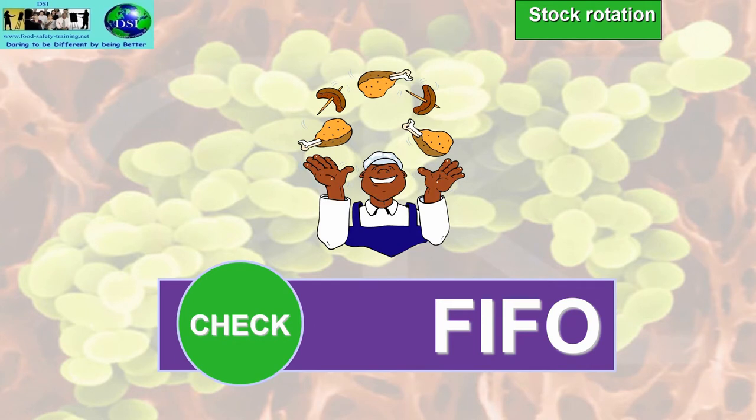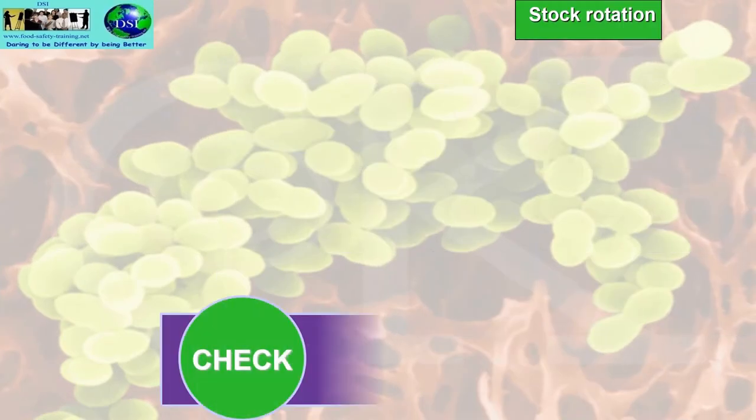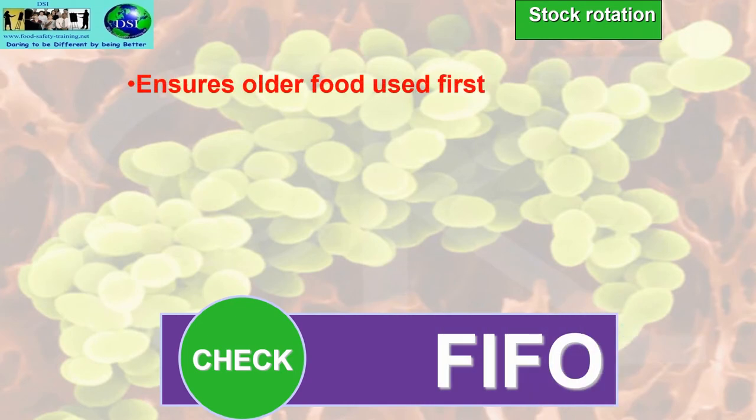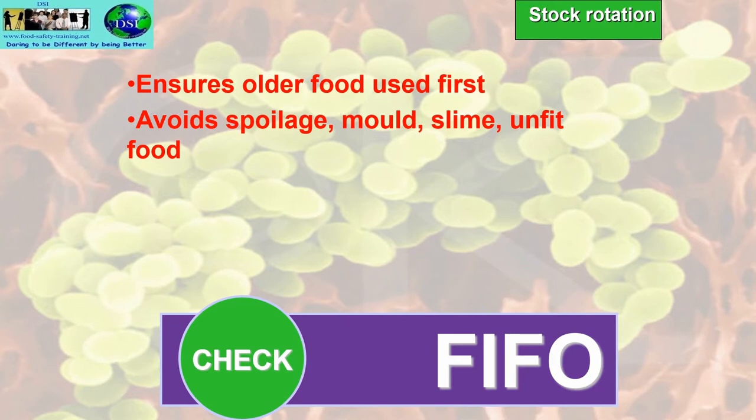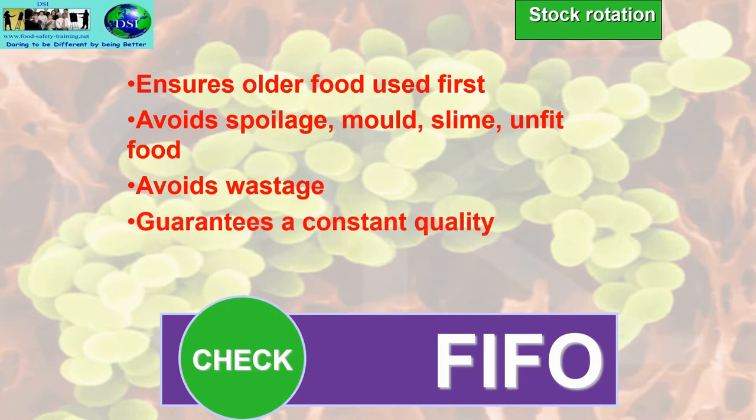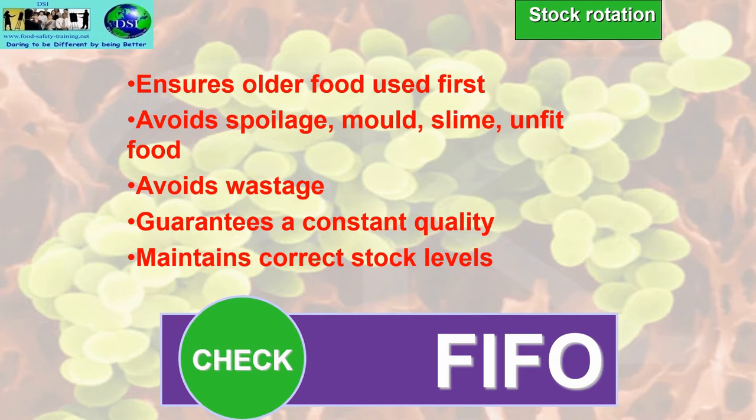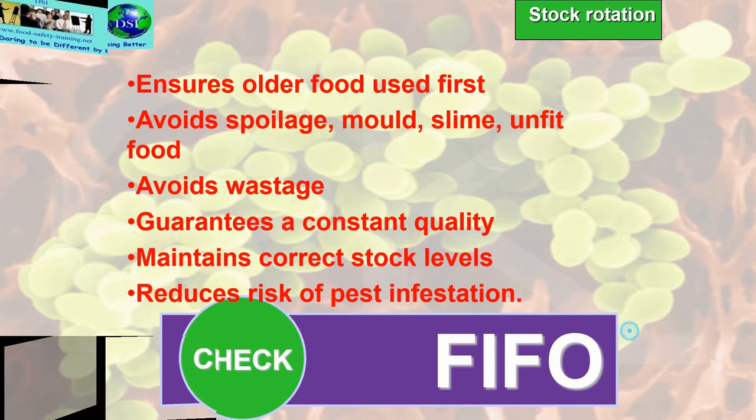So, first in, first out, FIFO, that's what that stands for. If you've got new stock coming in, that goes to the back and the old stock comes forward. So, it ensures older food is used first. It avoids spoilage, mould, slime, unfit food. It avoids wastage. It guarantees constant quality. It maintains correct stock levels and it reduces the risk of pest infestation.